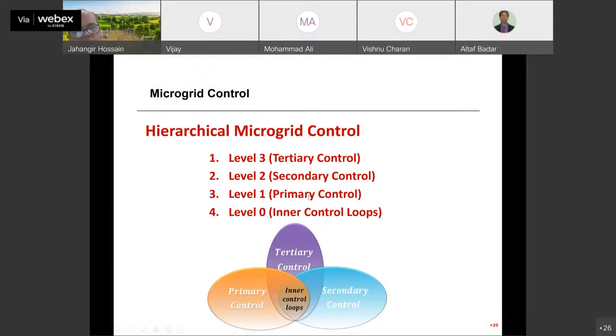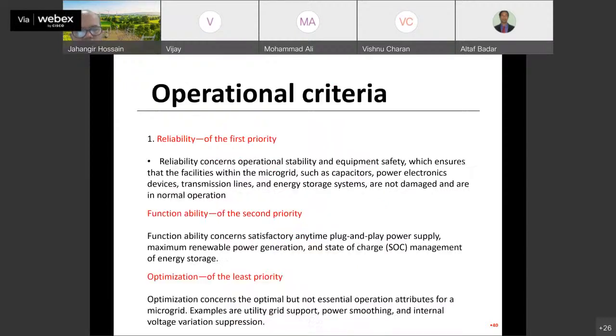Even in primary control, there can be some inner loop control, which is called level 0. But mainly level 1, level 2, and level 3 are widely known to all the people working in the microgrid domain. And here it shows there is some overlap among all of these, so it's not completely separated control.